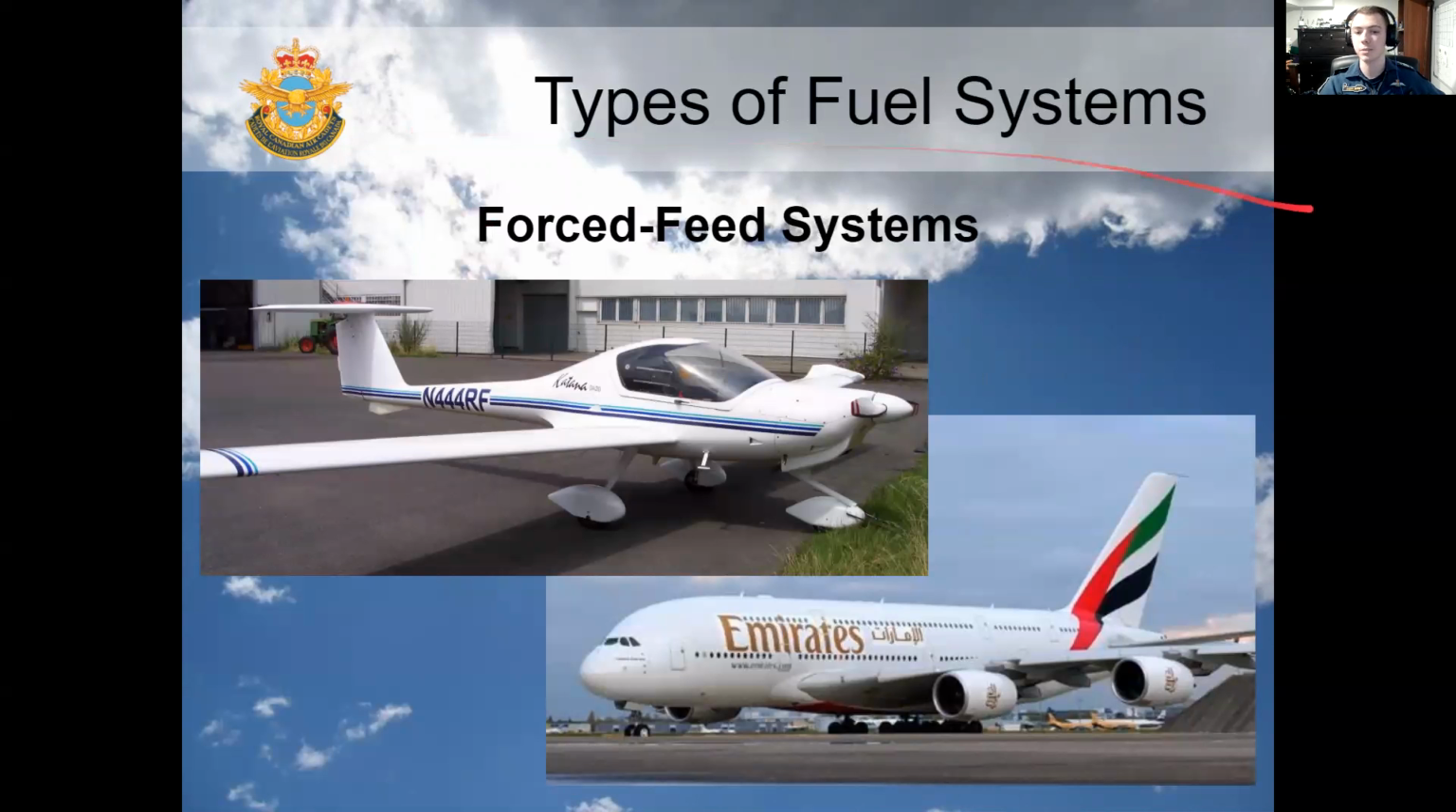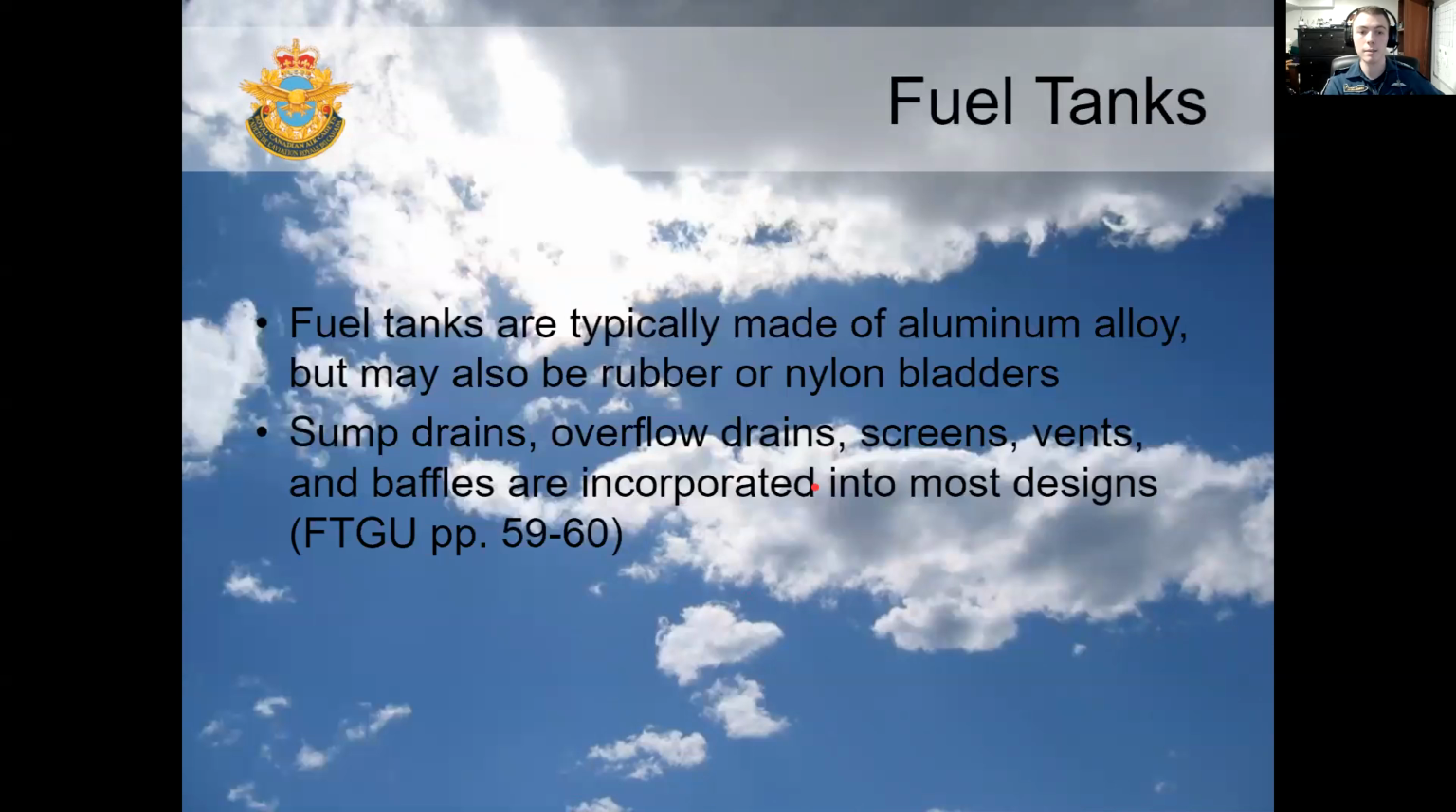Here's just some examples of force-fed systems. So you can see here you've got the low wings where it's necessary. You don't have the ability to have higher tanks that you can gravity feed from. And then these very, very large planes where they've got those jet engines on the side that need to have that fuel injected.